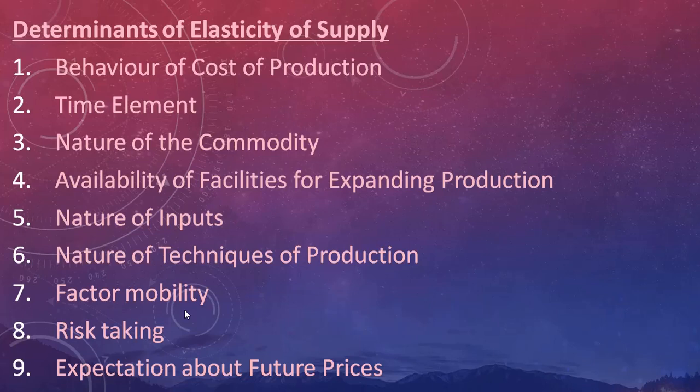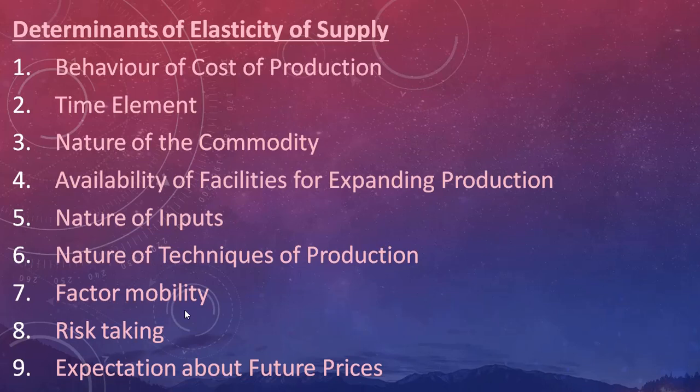Now point number six, nature of techniques of production. What technique you are using, whether it is advanced, modernized, or primitive, or obsolete. If the technique you are using is modern and advanced, supply can be more. But if the technique you are using is obsolete or primitive, then the supply will be less.